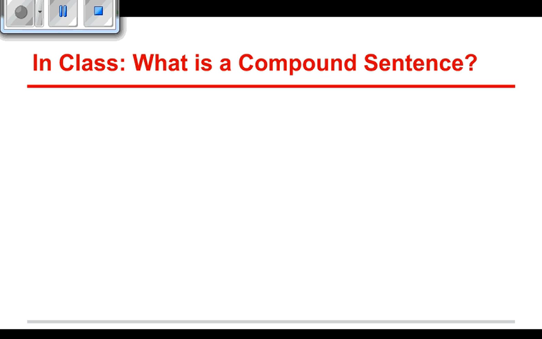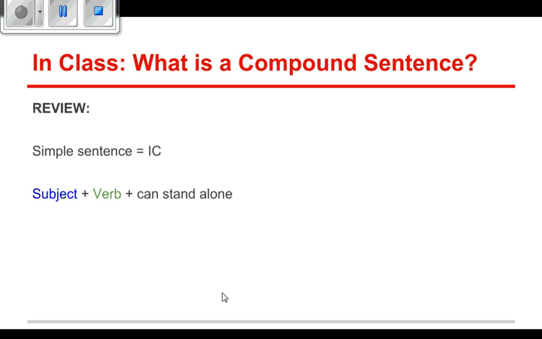In this video, we are going to teach you how to identify a compound sentence. But first, let's review what a simple sentence is. A simple sentence is just one independent clause. An independent clause is made up of a subject and a verb, and the idea that it can stand alone.